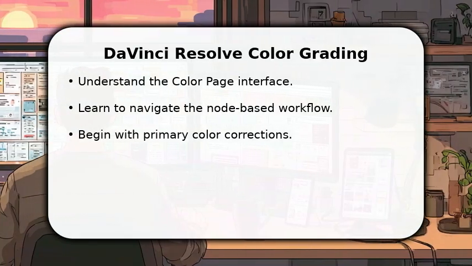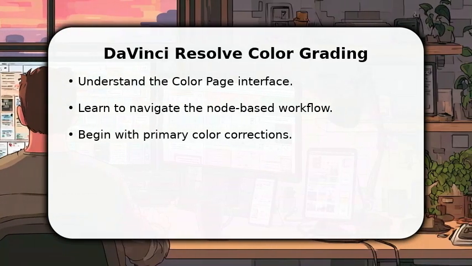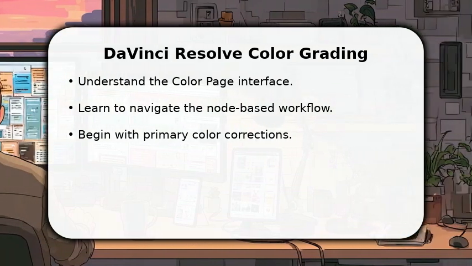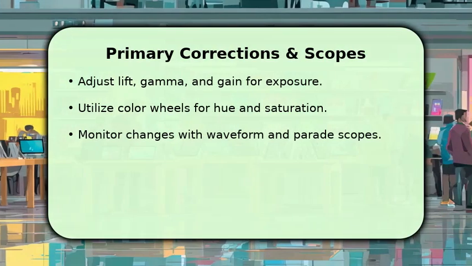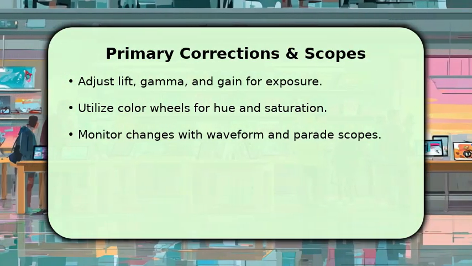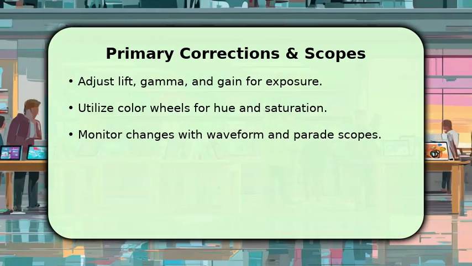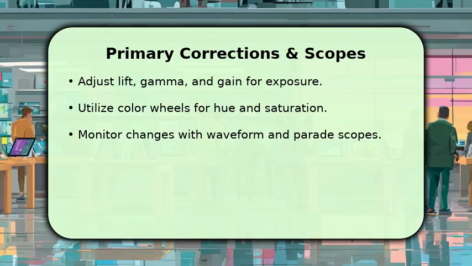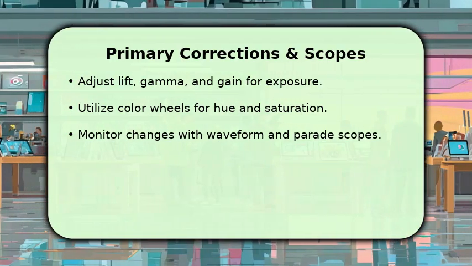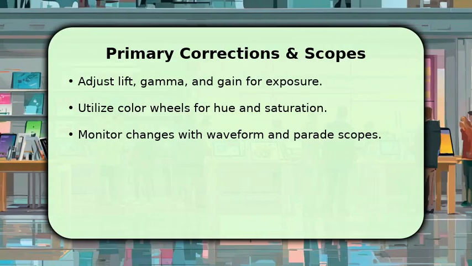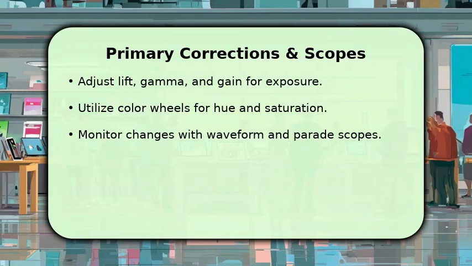This initial phase is crucial for establishing a balanced and consistent image, ensuring a professional starting point for your creative vision. Next, we'll dive into primary corrections using the color wheels and bars. You'll learn to precisely adjust lift, gamma, and gain to control your image's exposure across shadows, midtones, and highlights. We'll also utilize the color wheels to fine-tune hue and saturation, bringing your footage to life.